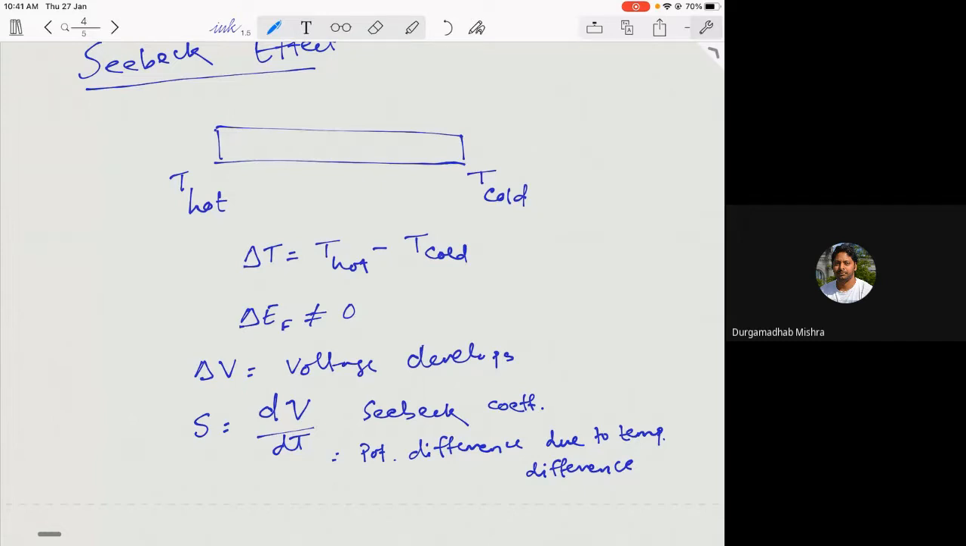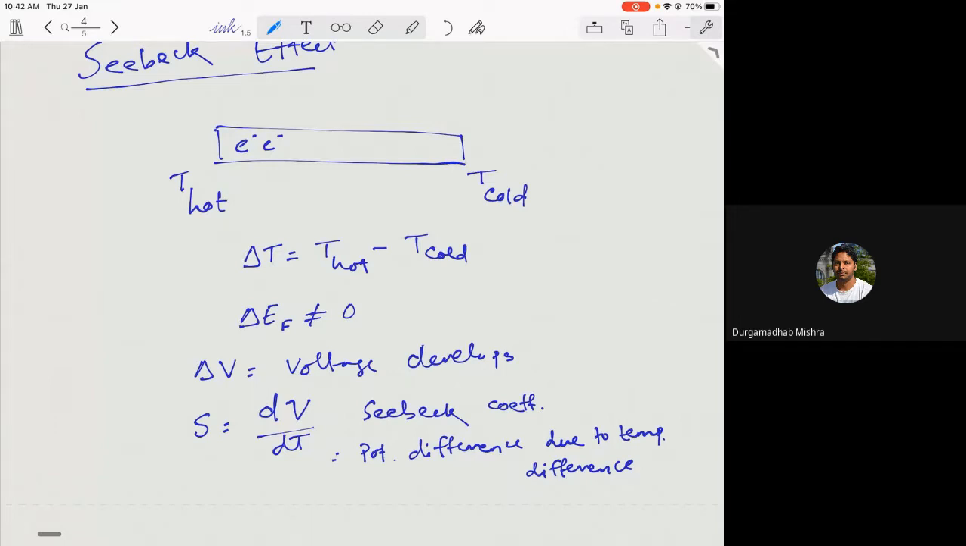This temperature gradient will lead to a mismatch in the Fermi level, so delta EF will not be 0. That means it will lead to a movement of electrons, and this is how conduction happens, right? The electrons move because they want to match the Fermi level, since the temperature has shifted it.